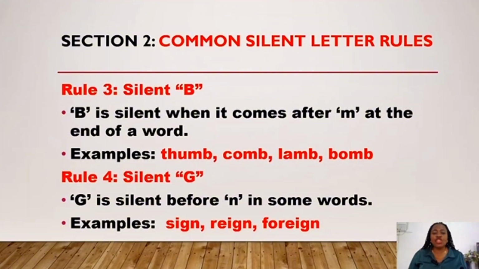The next one is the silent G. G is silent before N in some words. For example, sign, reign, foreign. Now you realize that the usual sound of G is G, but it is silent in this case. We don't use G. We only use the N sound because G comes before N.